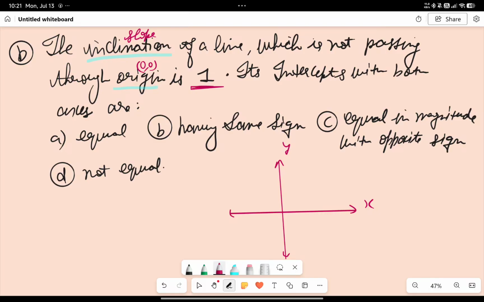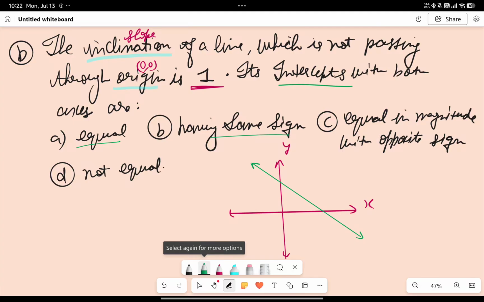The slope is 1, right? This line is not passing through the origin, but the slope is 1. Now, its intercepts with both the axes. They are telling that there is a line passing like this, and they want to know its intercepts with both the axes: are they equal, or same sign, or equal magnitude but opposite sign?